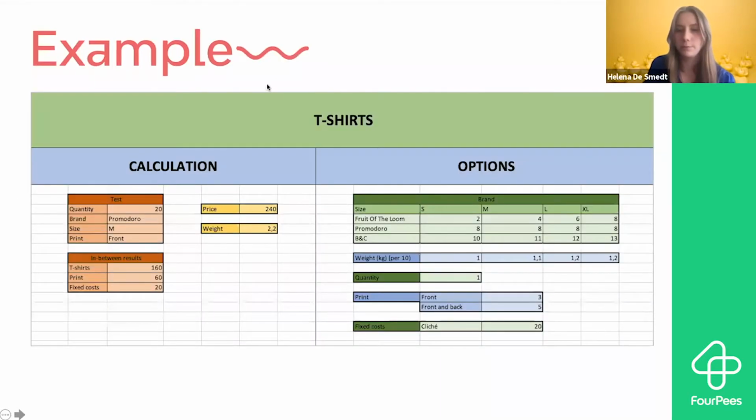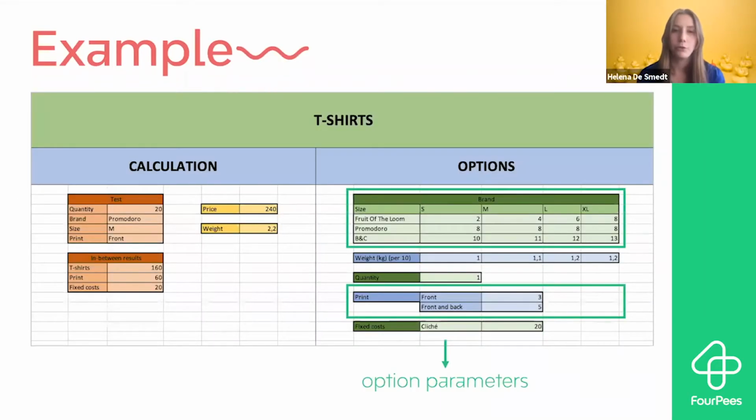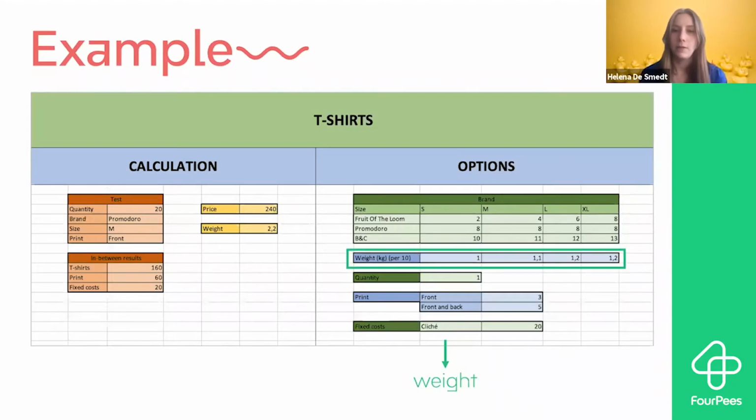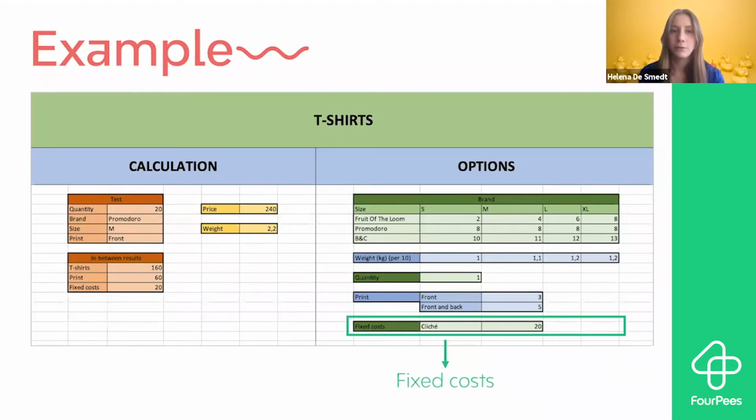So first of all, we have the option parameters. For the t-shirts, in this case, it is the brands where the customer can choose from, and also the size of the t-shirts, of course. Then he will also have the possibility to choose the print, so whether it needs to be printed on the front only or on the front and back as well. Then also, as I said earlier, the weight needs to be defined because this is important for the shipping provider. And in case of t-shirts, if they need to be printed, there are of course also fixed costs for the cliché that needs to be created.